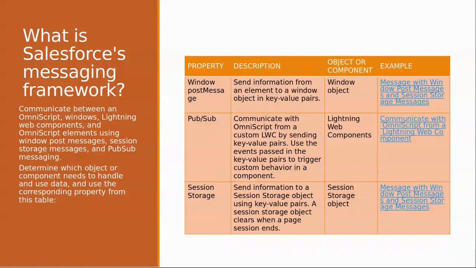Windows post message basically sends information in key value pair from an element to a window object. An element can be like an OmniScript element. Basically, it is used by the Windows object. Secondly, we have PubSub. It is used to do the communication between OmniScript's custom LWC by sending key value pairs. Here we can make use of event passing so that whenever the key value pair has been passed, an event can be triggered and a certain behavior of a component can be done.